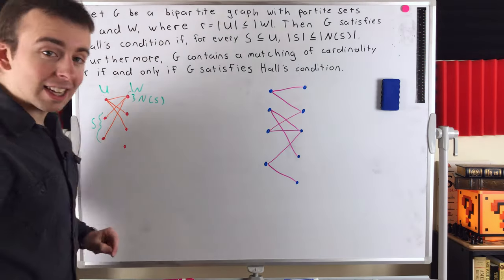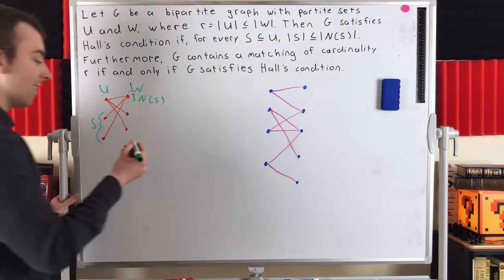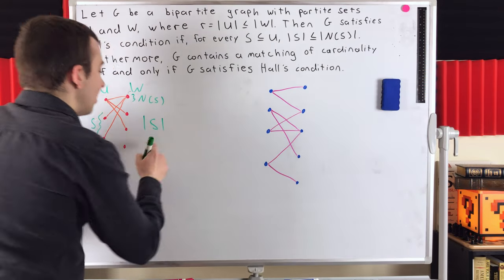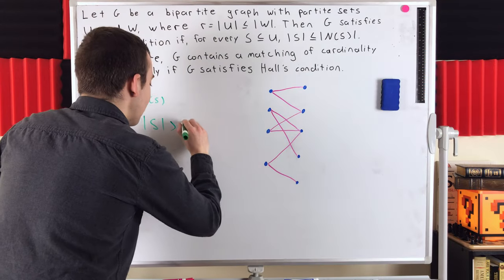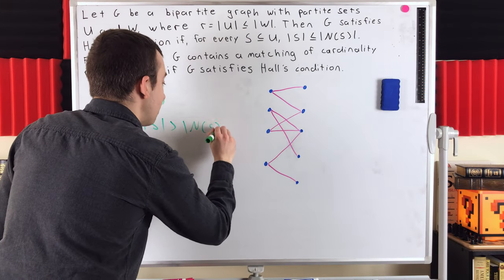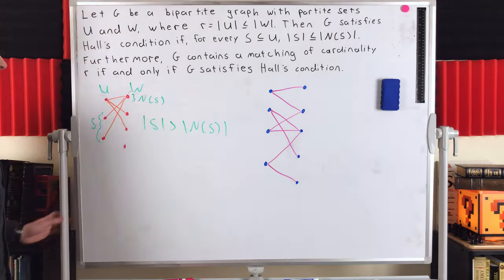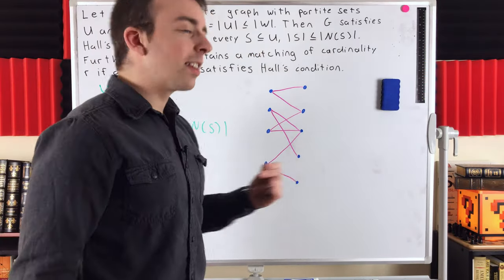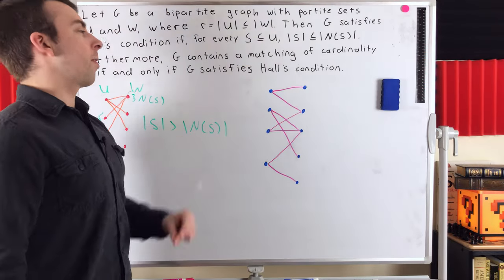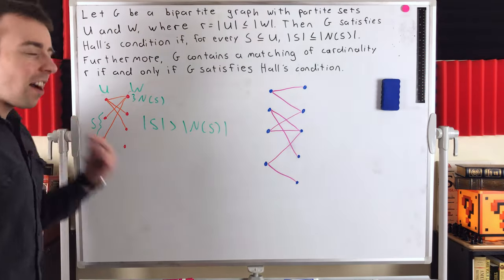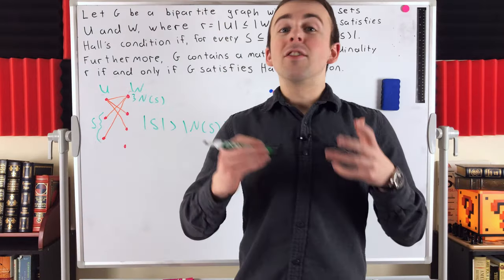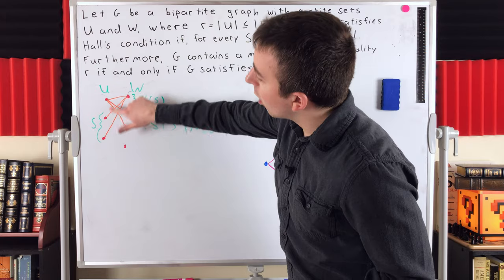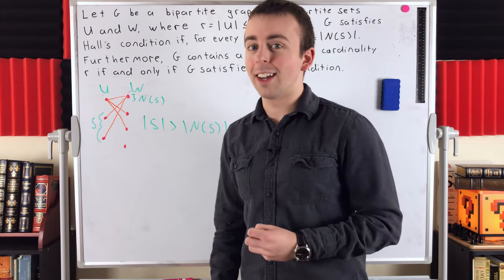We see that this particular subset of the smaller partite set breaks the desired inequality. The number of vertices in S is greater than the number of neighbors it has, because of course, 2 is greater than 1. Since this inequality doesn't hold for every single subset of the smaller partite set, this graph does not satisfy Hall's condition, and so we know we will not be able to find a matching that covers all vertices of the smaller partite set.